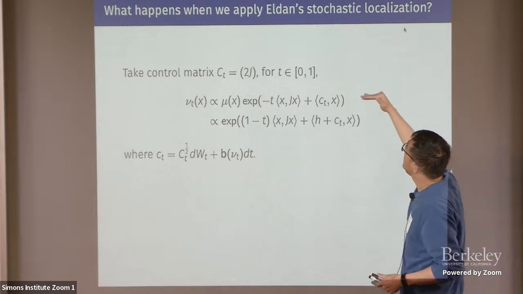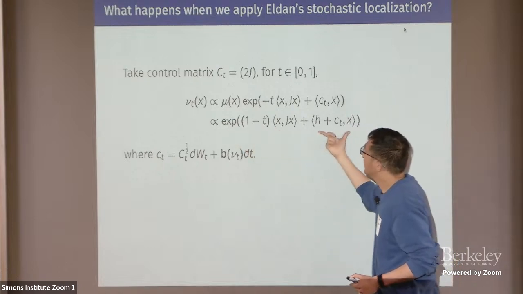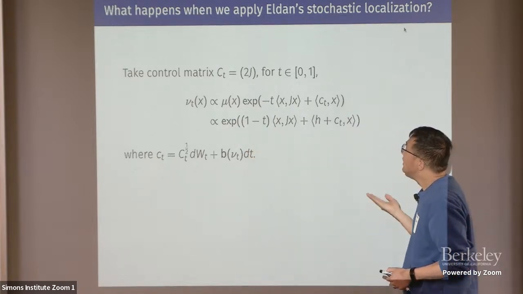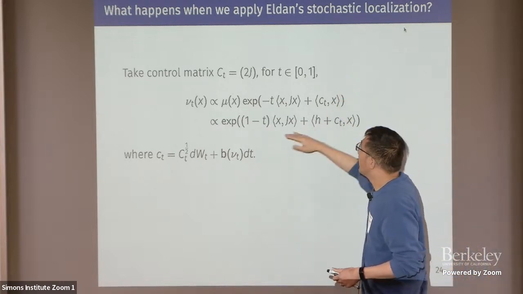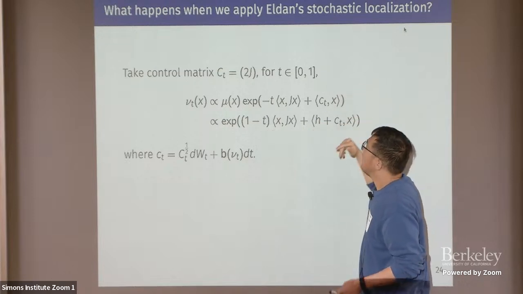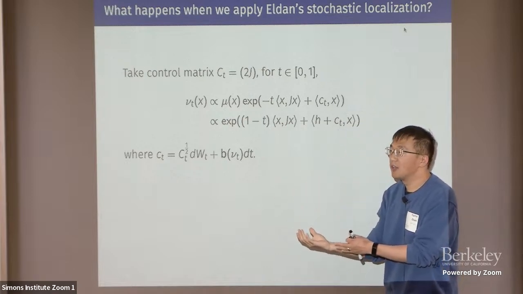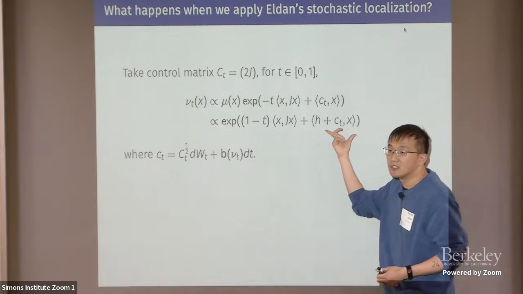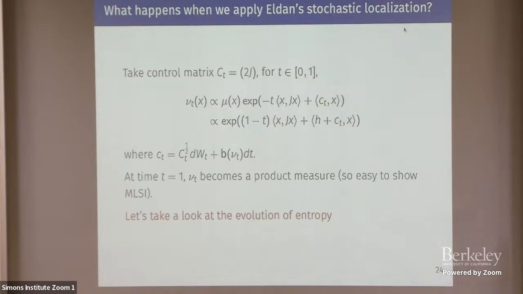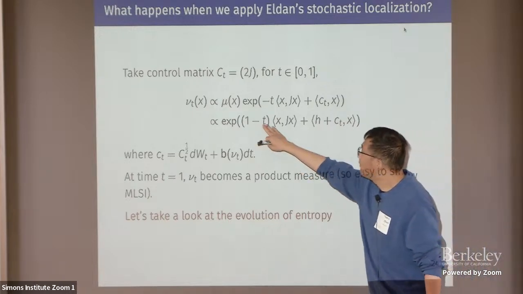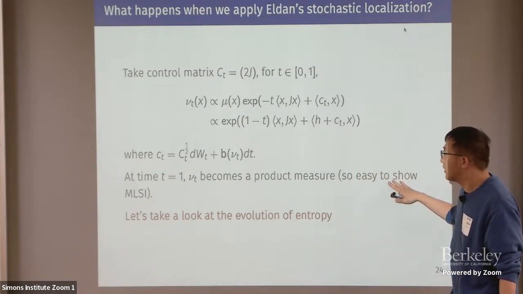So when you apply Eldan's stochastic localization to the Ising model, you will get this type of measure. The interesting thing about this type of measure is that at time 0, it is equal to the original Ising model. At time 1, you have actually removed all the quadratic, all the interaction parts of your Ising model, and you get back some kind of product distribution. This is the key observation in applying Eldan's stochastic localization here: once you get a product measure at time t equals 1, it's not hard to show the modified log-Sobolev inequality.